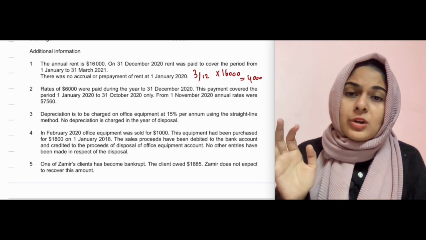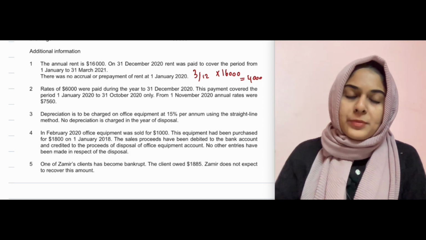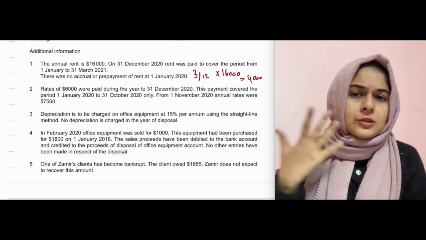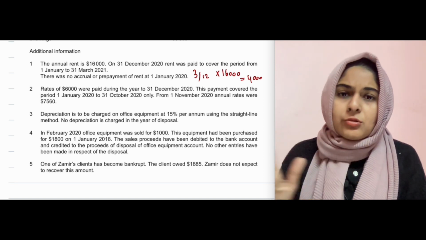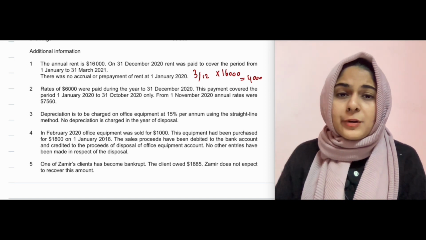Then they are saying there was no accrual or prepayment of rent at 1st January 2020, which means that there is no opening prepaid, or there is no opening accrual. So that's okay. They're just given that to you so that you feel a bit confused, but you don't have to be confused about it.